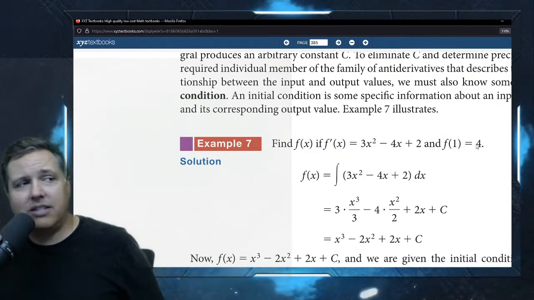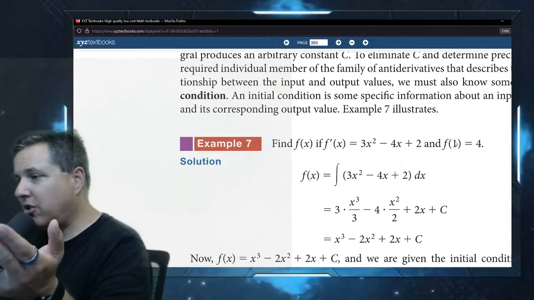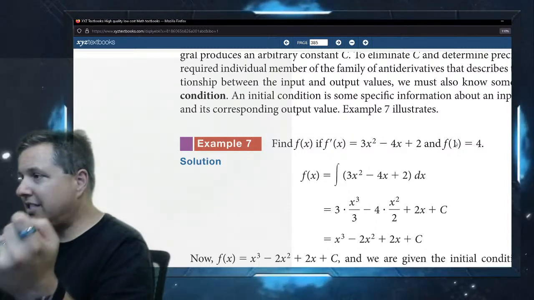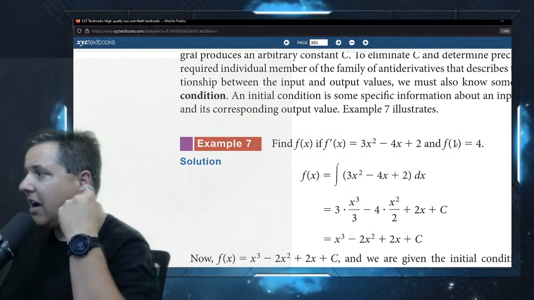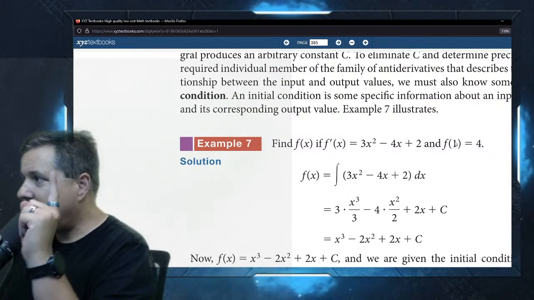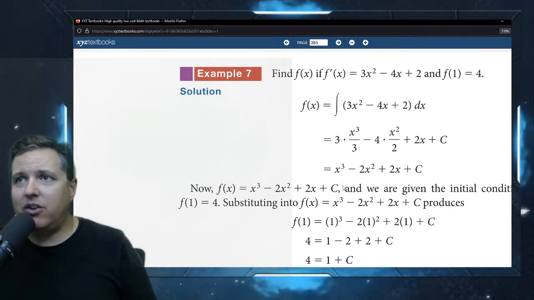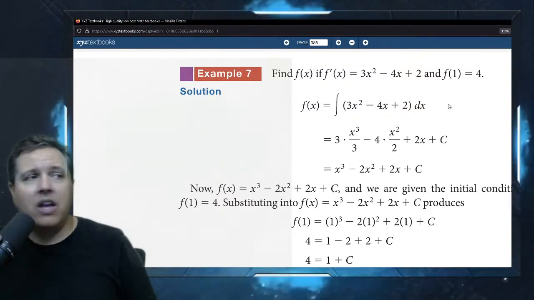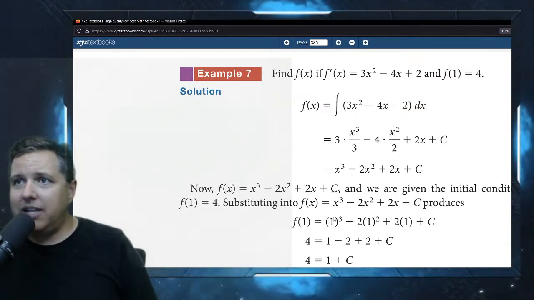But now using this additional information that they gave us, this extra xy pair, which is essentially a point, we can solve for c and figure out exactly which function it is. Not the infinite family of functions. We can figure out exactly which one is the one that fits our conditions. So then what you do is you take the function that you just figured out, right? Your antiderivative with your plus c on the end. And then you take this x and this y pair that were given to you in the problem and see what they did. They plugged in 1 wherever there's an x.